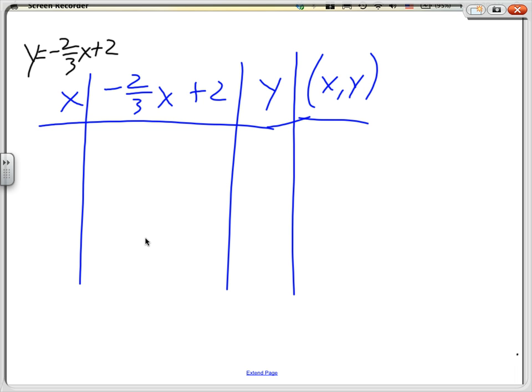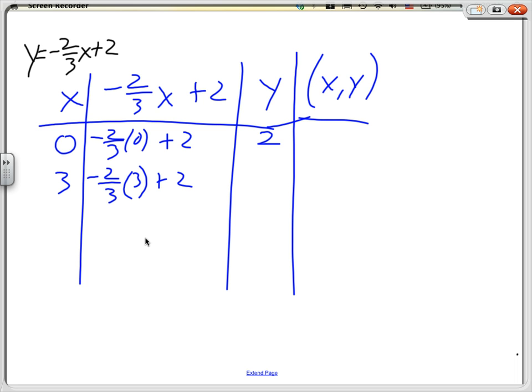So I would always start off with 0, to be honest. Why do I choose 0? Yeah, anything times 0 is 0. So for example, negative 2/3 times 0, you know it's going to be 0, so the answer is just going to be 2. That's like a giveaway. Easy stuff. And automatically my next point is going to be what? 3. Not 1. Why not 1? Is 1 a multiple of 3? No. But 3 is.